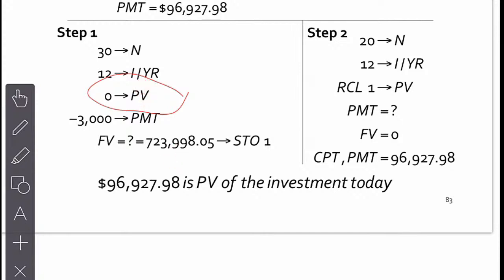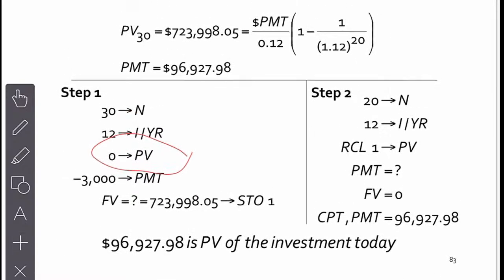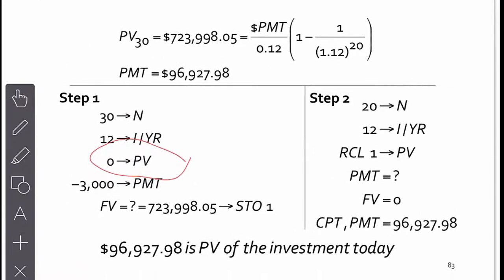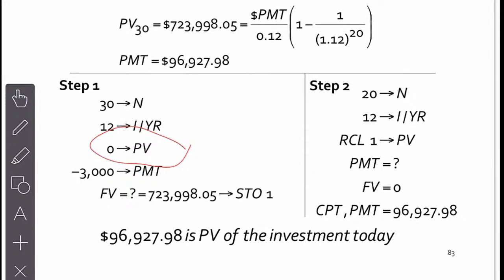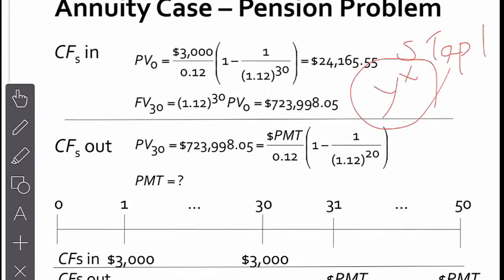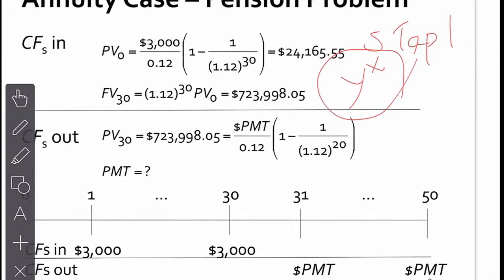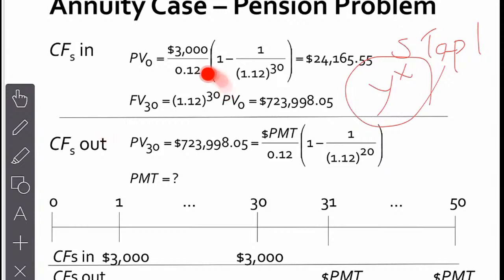Now, what is the calculator doing to get that? The calculator is putting an accumulation factor with a basic time value of money, right? Accumulating for the future value 30 periods at 1.12. So you can do this manually, but it's much faster if you start training yourself to use a financial calculator.